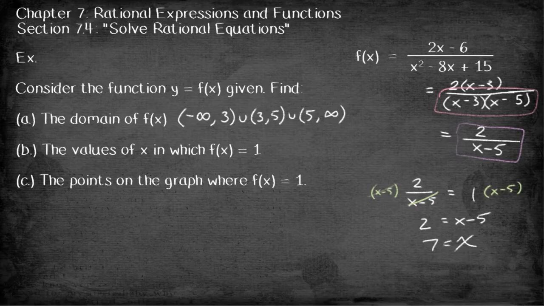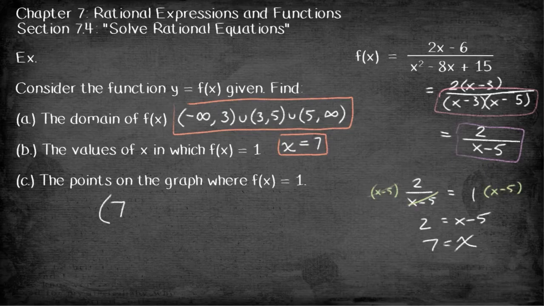Now we want to know for part C the points on the graph in which f of x is equal to 1. Well, so this is really just putting together the information we already have. We know that the x-coordinate where f of x is equal to 1 is 7. Automatically, the y-coordinate's 1 because that's how we solved for that value.